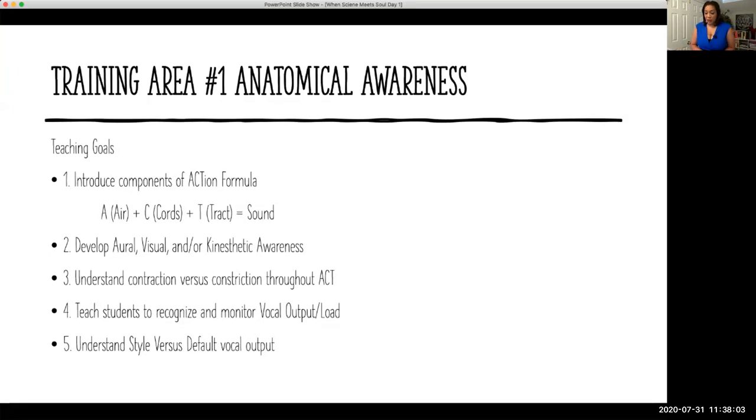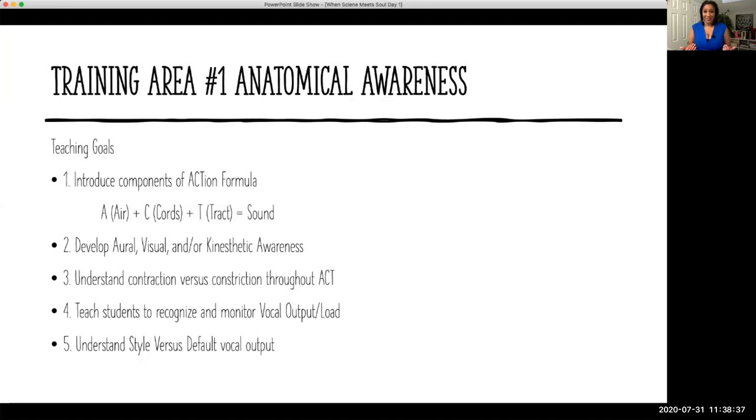So our teaching goals, I want to introduce you all to a concept called ACT. A plus C plus T equals sound. That's the three parts of making sound production, right? Power source, the vibrator, and the resonator. I make it ACT, air, cords, and tract to make it easier for my students to understand, and so that they're not troubleshooting the wrong thing.